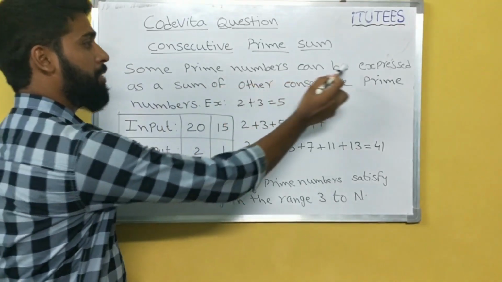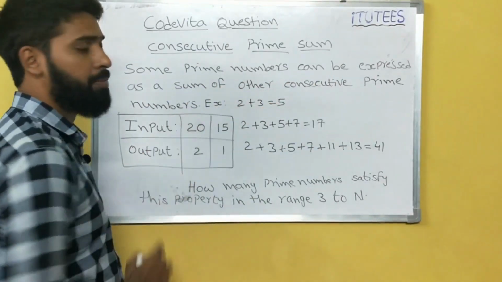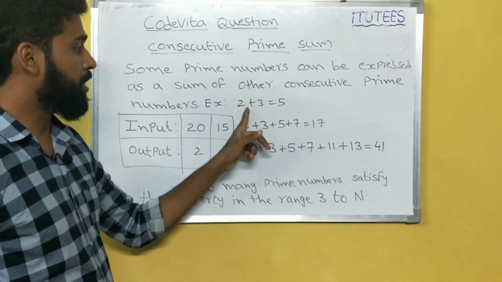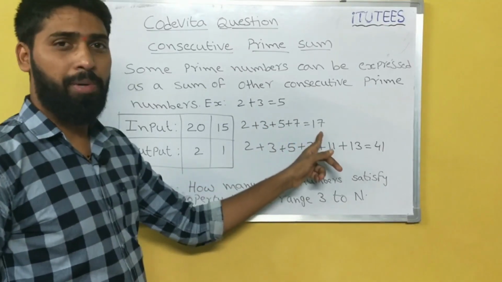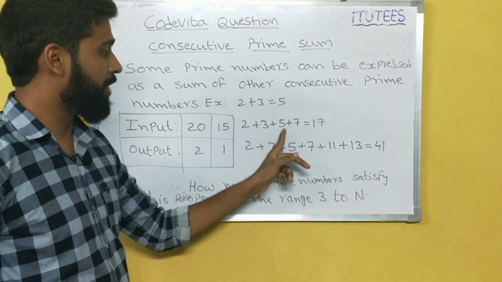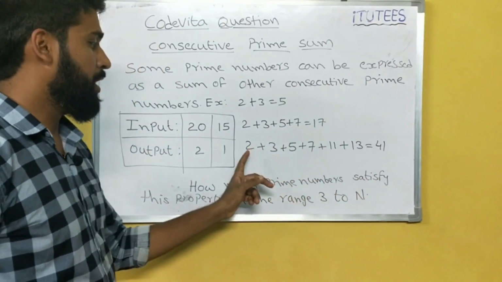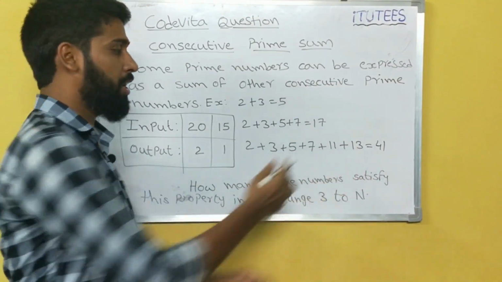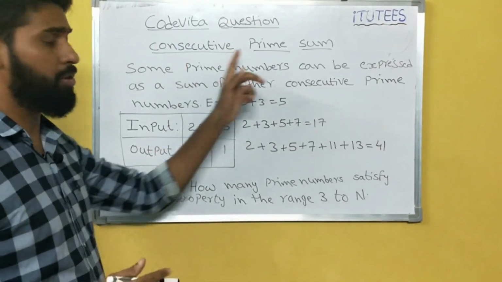Some prime numbers can be expressed as a sum of other consecutive prime numbers. For example, 5 can be expressed as two consecutive prime numbers, 2 plus 3. The prime number 17 is expressed as 2 plus 3 plus 5 plus 7. The number 41 is expressed as 2 plus 3 plus 5 plus 7 plus 11 plus 13. All these are prime numbers. So that is about consecutive prime numbers.